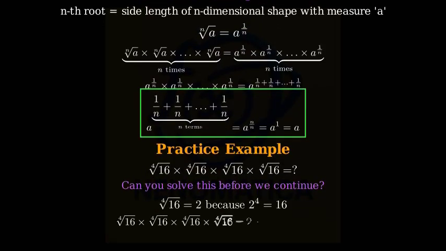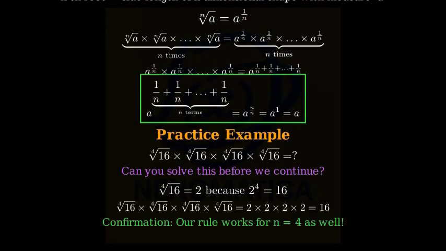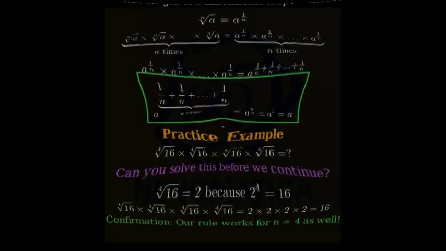Now let's multiply the fourth root of 16 by itself 4 times. 2 times 2 times 2 times 2 equals 16. This confirms our rule yet again: multiplying the fourth root of 16 by itself 4 times gives us 16. Let's summarize what we've learned today.